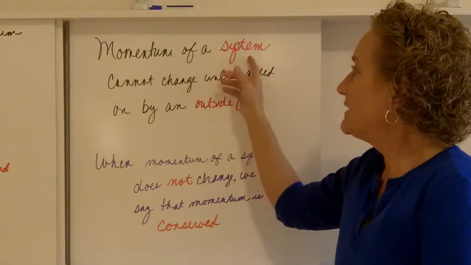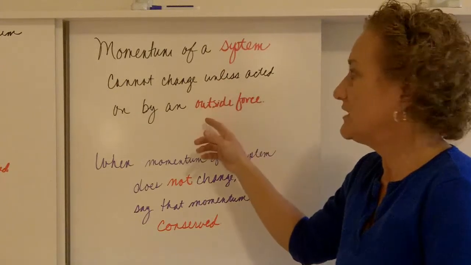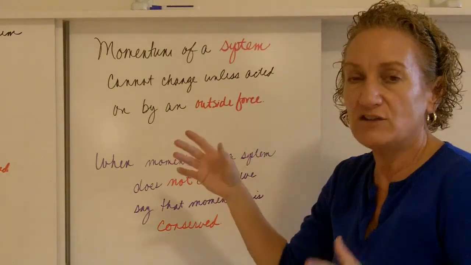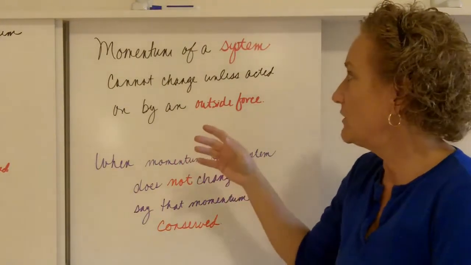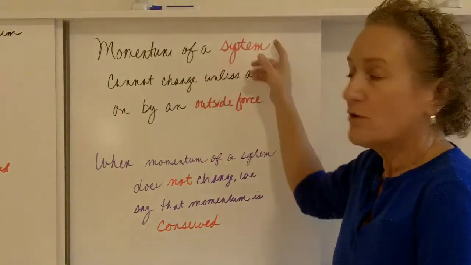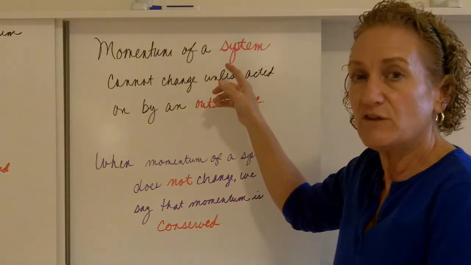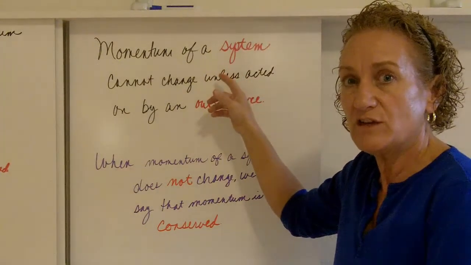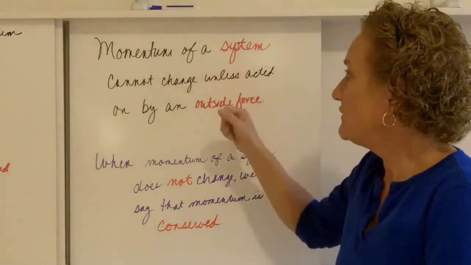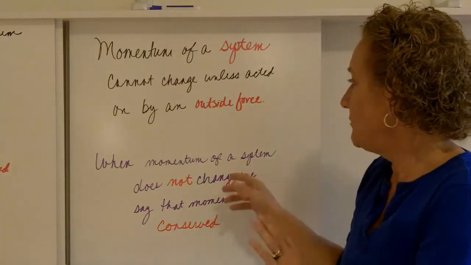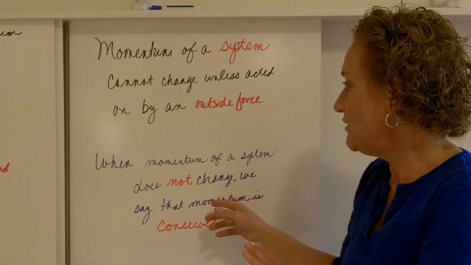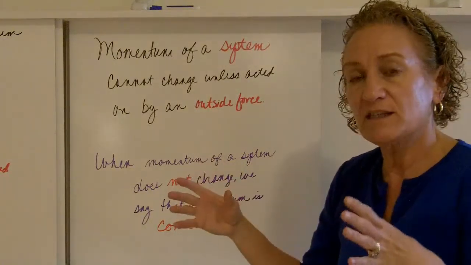So the momentum of a system can't be changed unless it's acted on by an outside force. That should sound really, really familiar to you. We've talked about that over and over and over again with Newton's laws. But remember, you have to define your system. So if you forgot how to define a system, go back and watch the video on defining a system. Momentum of a system can't be changed unless it's acted on by an outside force. And when the momentum of a system does not change, we say that momentum is conserved.